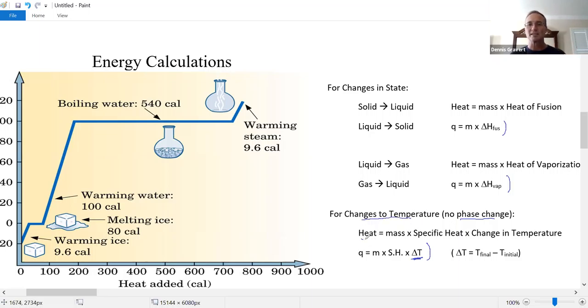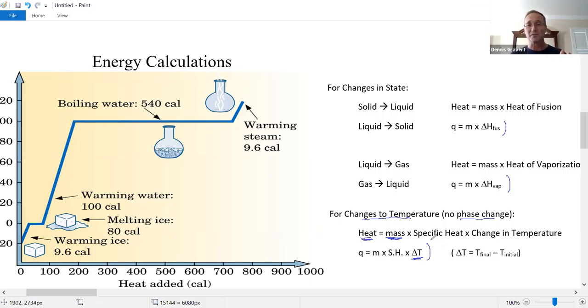So if you don't have a phase change, all you're doing is changing the temperature, then your equation is, how much heat do you need? Well, it depends on how much material you have, right? So if you put a cup of coffee in the microwave versus a pitcher of coffee in the microwave, it's going to take a lot more energy to warm it up, right? So how much material you have affects how much heat you need to change its temperature.